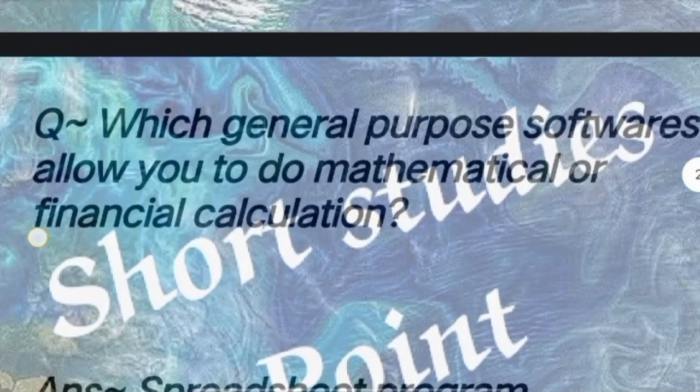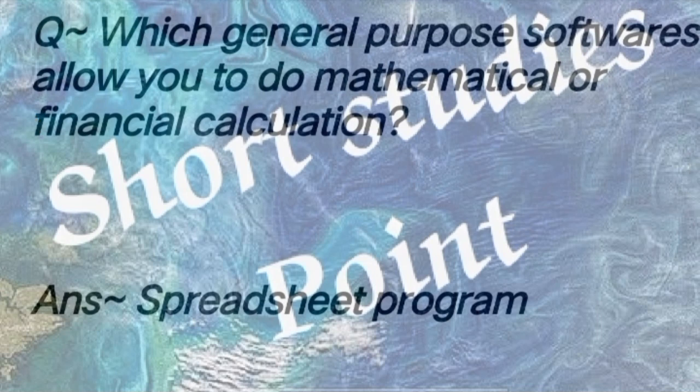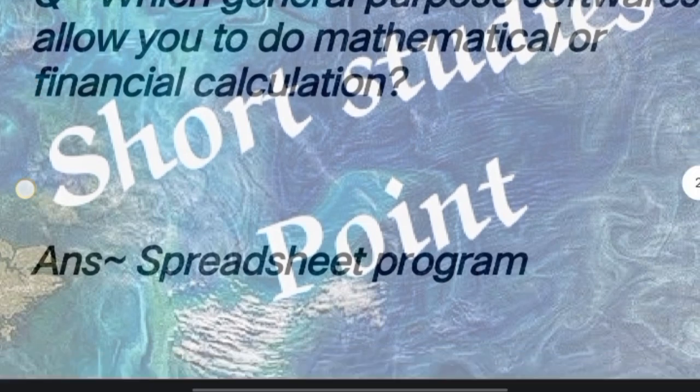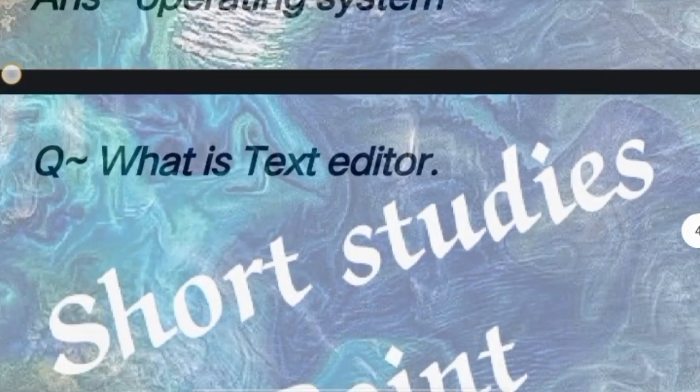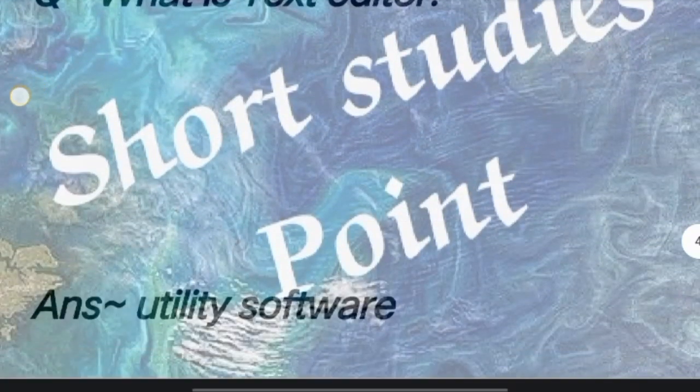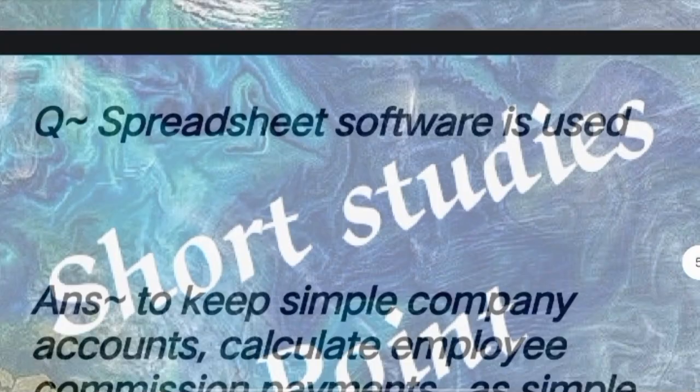Answer: Disk cleanup. Next question: Which general purpose software allows you to do mathematical or financial calculations? Answer: Spreadsheet program. Next question: Which is a software that helps a computer operate efficiently and keep track of data? Answer: Operating system. Next question: What is the task editor? Answer: Utility software. Next question: Spreadsheet software is used.